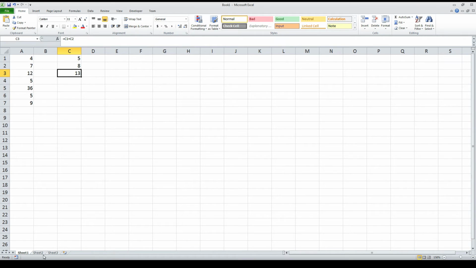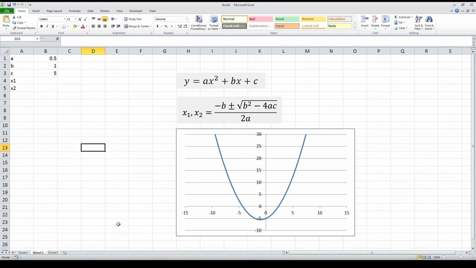So I'll take this to a bit of an extreme. I'm going to jump to sheet 2, where I've already done some work. And in this chart here, we can see a parabola. And we've got an x-axis and a y-axis. And we've got an equation that defines the shape of a parabola. So y equals ax to the power of 2 plus bx plus c. Now for this particular parabola, we've got the values 0.5 for a, 1 for b, and 5 for c.